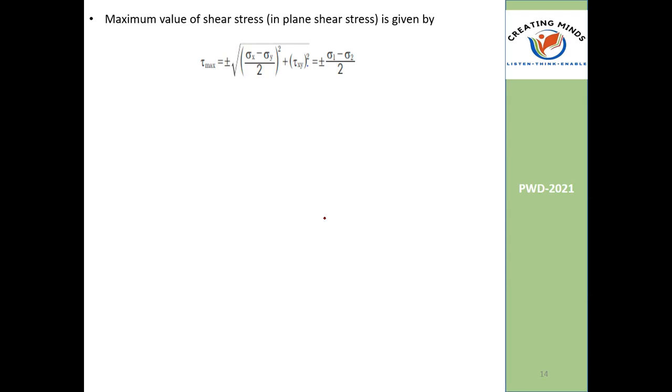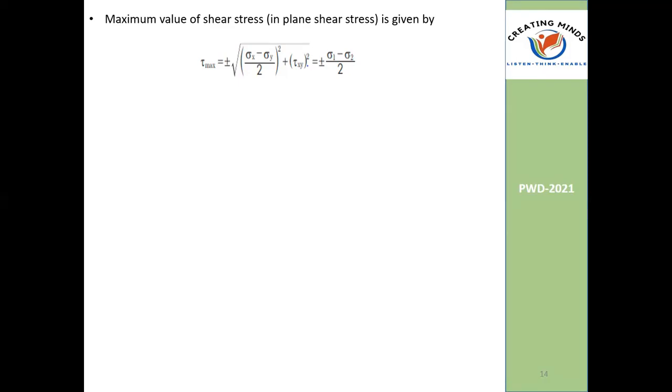If a question is not asking to compute major and minor principal stresses, and they ask directly for the shear stress value, then you have to take this equation: the square root of (sigma x minus sigma y by 2) whole square plus tau xy square. If you don't know it, just remember those two equations: compute sigma 1, compute sigma 2, then take sigma 1 minus sigma 2 by 2. We are getting the same answer.